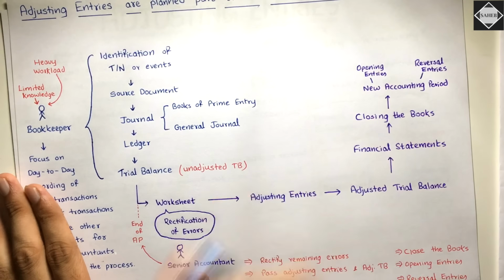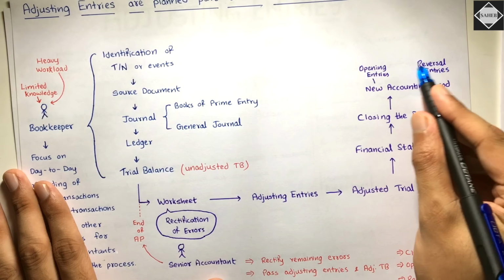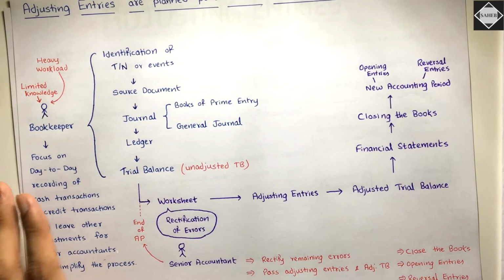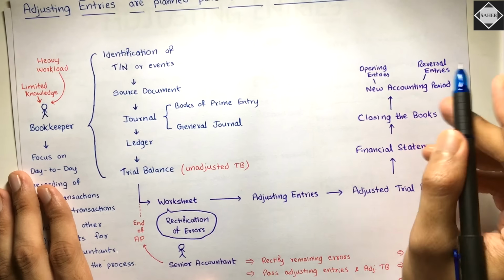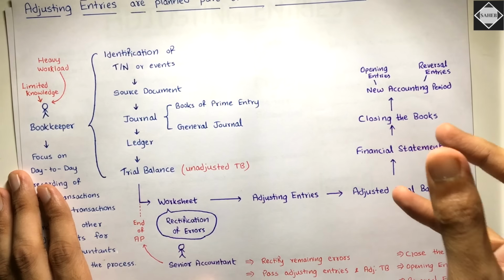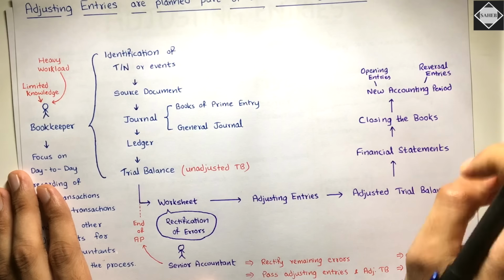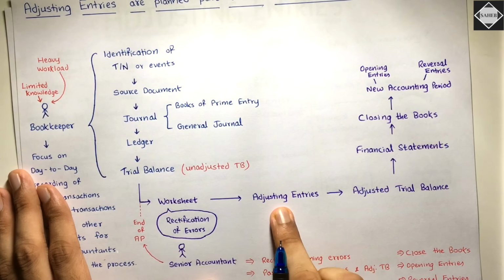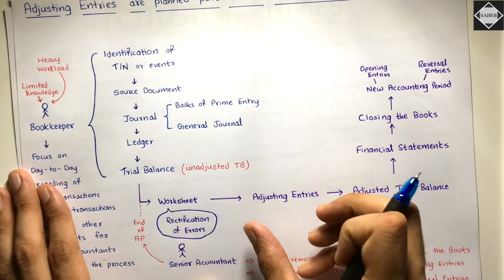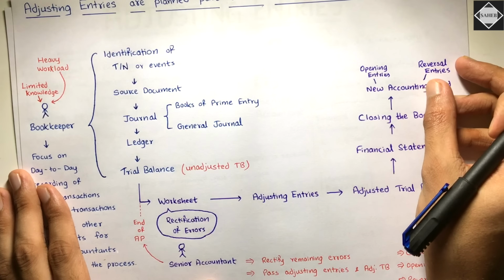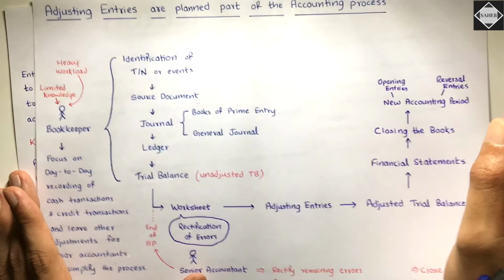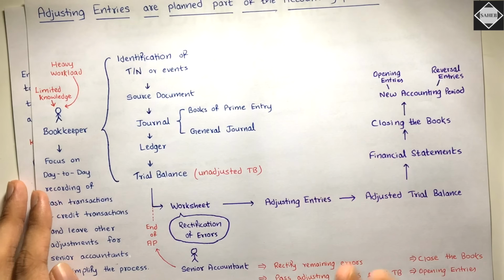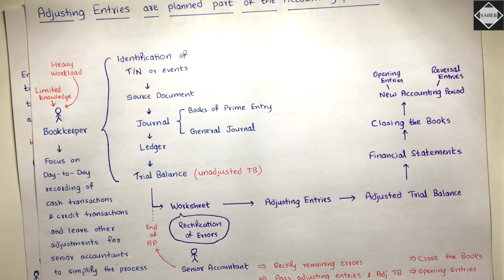Opening entries will be passed in the new accounting records, and reversal entries will be passed. Now you have to understand what these reversal entries are. Don't worry, we'll see practically what reversal entries are when we do the example. But right now, understand that whatever adjusting entries we have passed here, some of them will be reversed over here. Is that clear? So that's the entire accounting cycle, and I have explained how adjusting entries come in between.